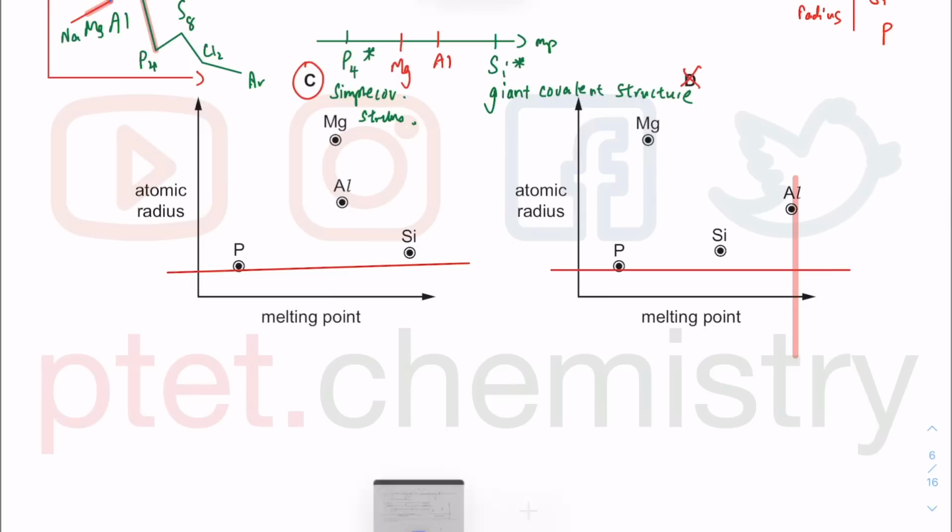I should probably draw a better straight line for this if I try to compare it. Okay.